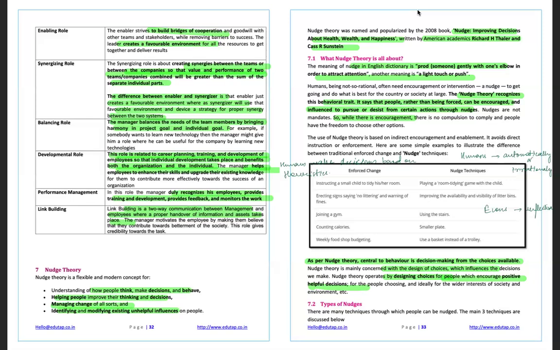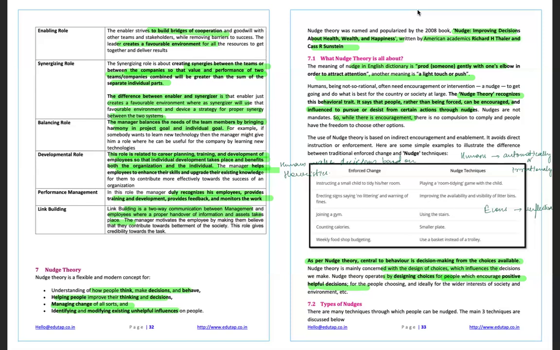Here are some simple steps to illustrate the difference between a traditional enforced change and nudge techniques. So enforced change है जैसे humans make decisions based on heuristics. Humans automatically or irrationally. ठीक है तो instructions are small child to tidy or clean his room. The nudge techniques are playing a room tidying game with the child. Joining a gym, nudge technique is using the stairs.